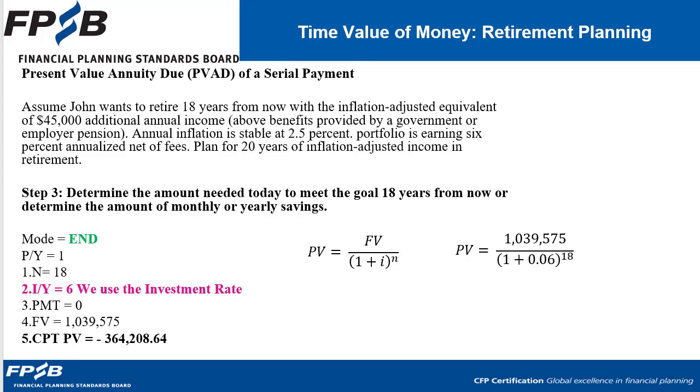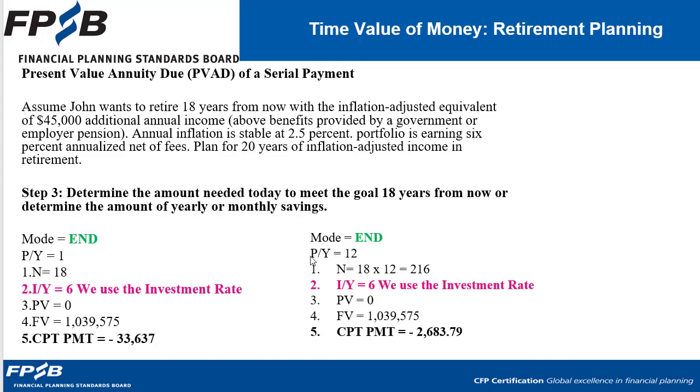So just moving on to the next slide, step number 3. On the left-hand side here, we can see the annual savings that you would need to make for 18 years. Again, save and invest using the 6% discount rate. The future value is $1,039,575. And so we're going to compute the annual payment.